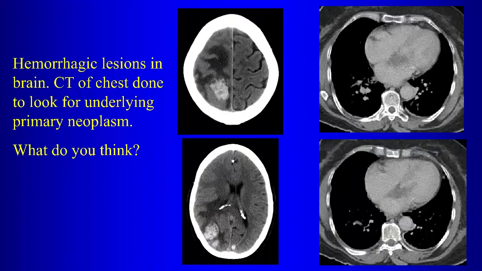So in the left atrium, what do we see here? There's this kind of subtle filling defect within the left atrium, right? So what do we think that might be, and how does that explain this? It could be a left atrial myxoma. How does it explain the hemorrhagic lesions in the brain?